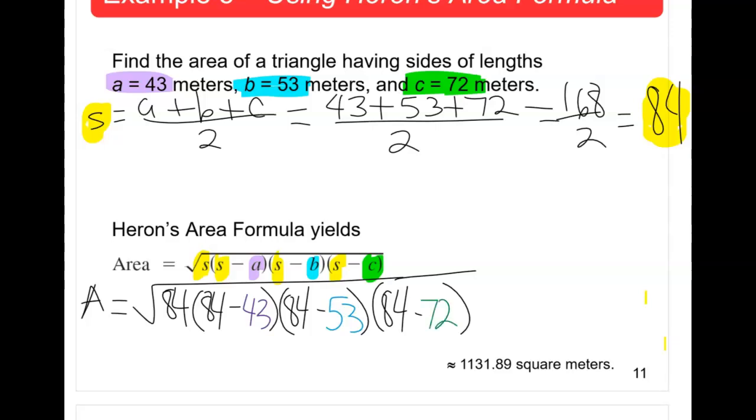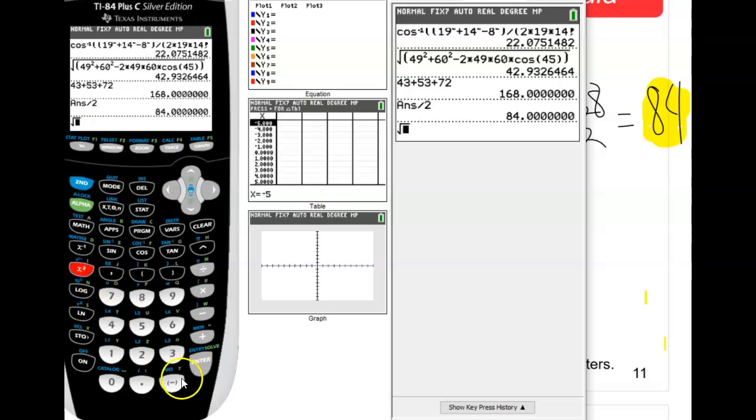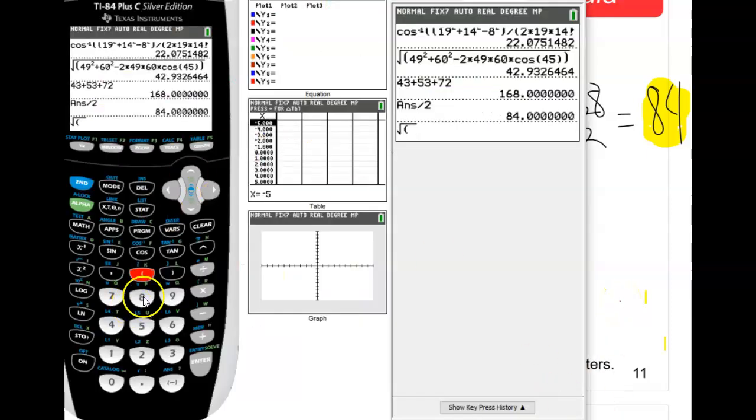So 84 minus 72. So we're going to enter all of this on the calculator at once. I just want to remind you that I'm going to use an extra set of parentheses just to ensure that everything is inside the square root. So first, we're going to go ahead and open the square root. Second, x squared like that, open parentheses. And we're going to start with 84 by itself.